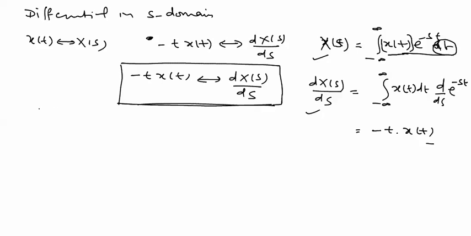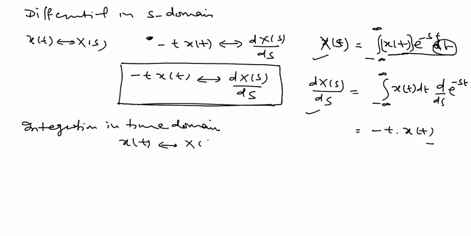This is the next property. Integration in time domain. If x(t) is X(s) as originally said, then integration in time domain, the integral from minus infinity to t of x(tau) d tau, equals 1 upon s X(s). We can also prove this through integration. If we integrate this term, we have this result.